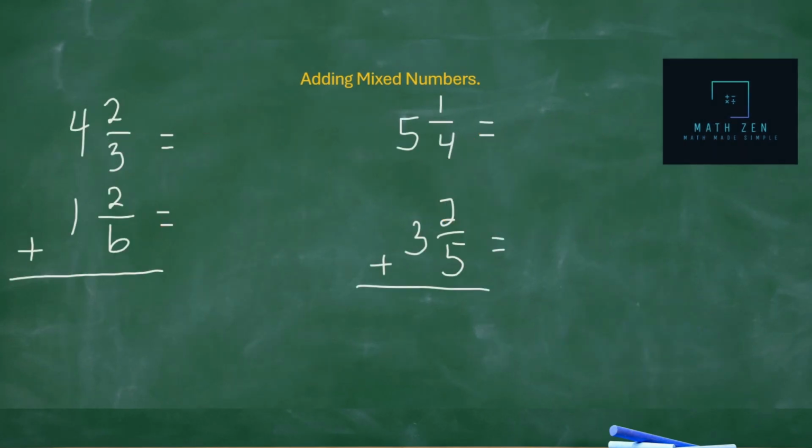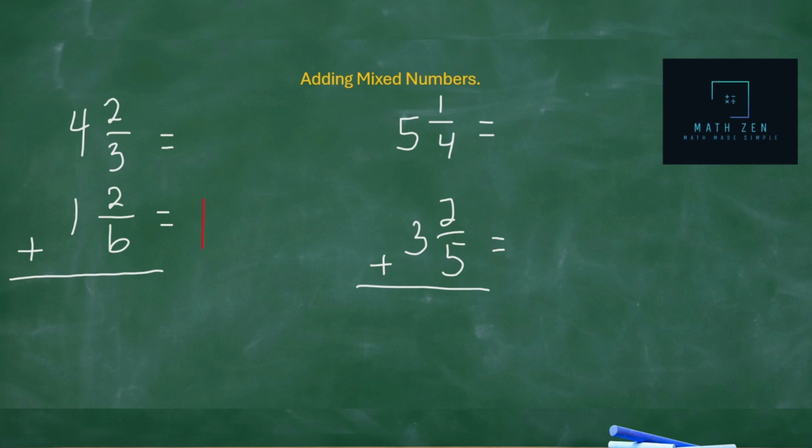All right, now that you've seen me walk you through how this is done, let's do a couple of them together in real time. So for the first problem, we have 4 2/3 plus 1 2/6. So again, we have to find a common denominator between 3 and 6. And lucky for us, the LCD of 3 and 6 is actually 6.